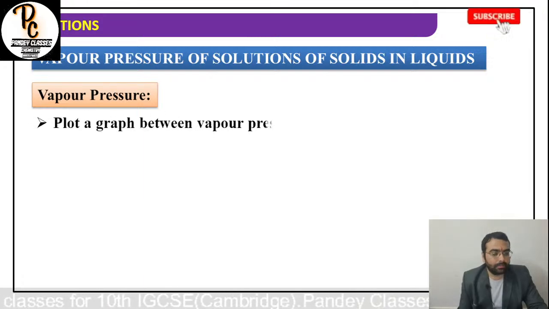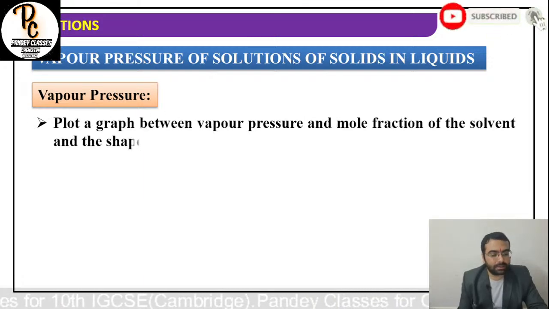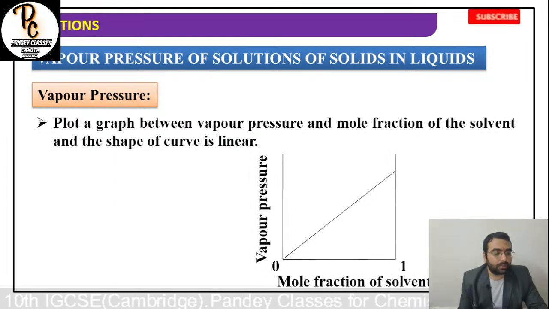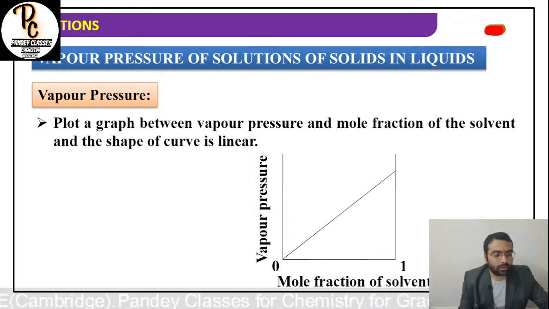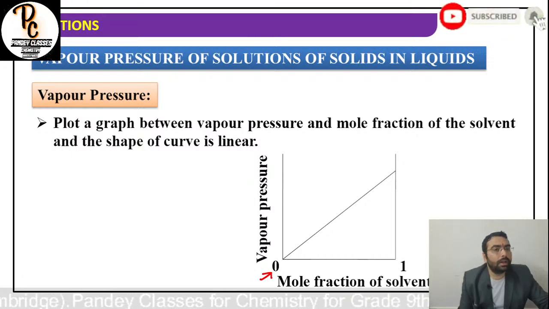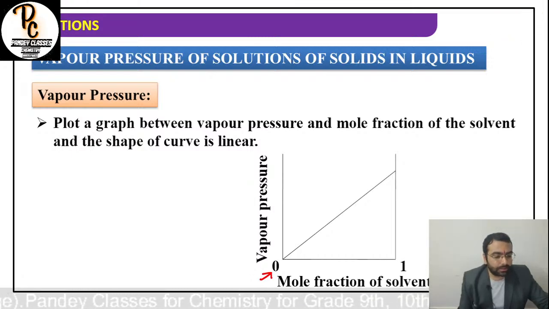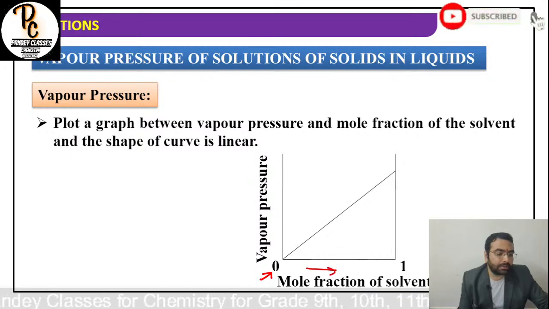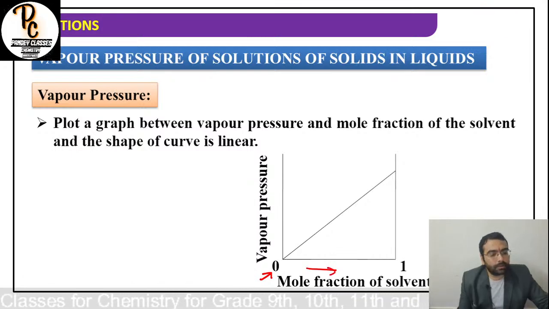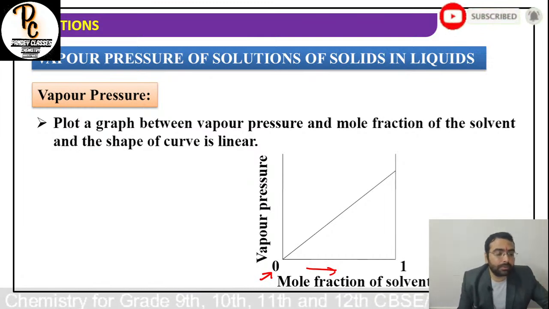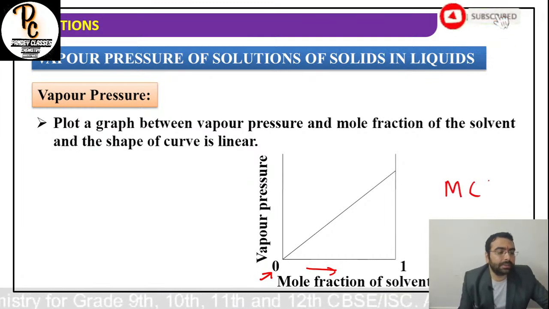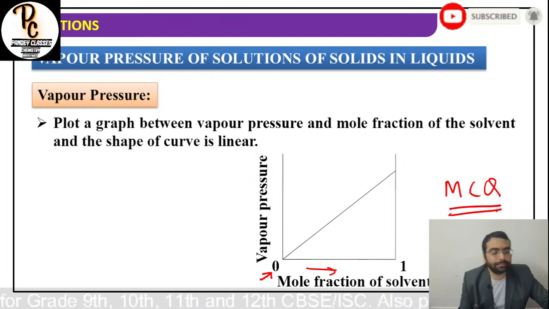So if we plot a graph between this and mole fraction, this is one graph. As you can see, this is the mole fraction of the solvent, which is volatile in nature, starting at 0, and as it increases from 0 to 1, vapor pressure is linearly increasing. Remember, from here we can expect an MCQ in the exam.